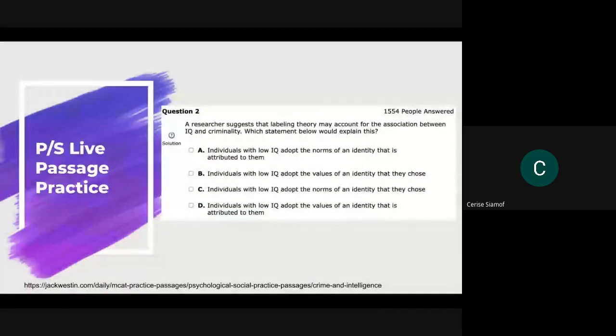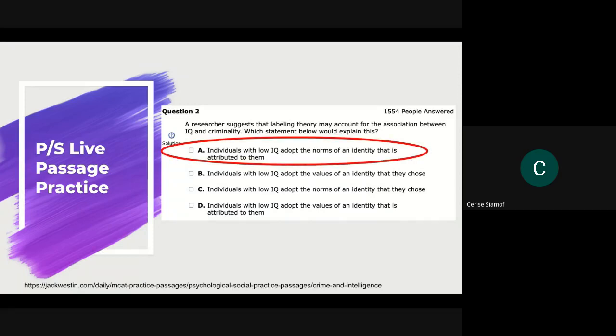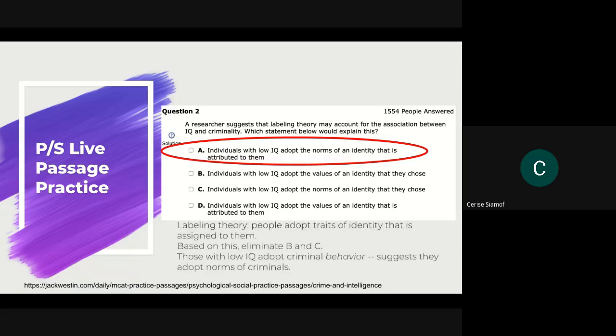Okay, so I'll go to 2. So question 2 was, a researcher suggests that labeling theory may account for the association between IQ and criminality. So the answer to this one is A. Individuals with low IQ adopt the norms of an identity that is attributed to them. So labeling theory is kind of the theory that people adopt traits of an identity that is assigned to them.